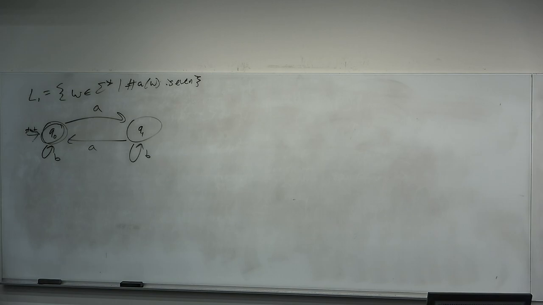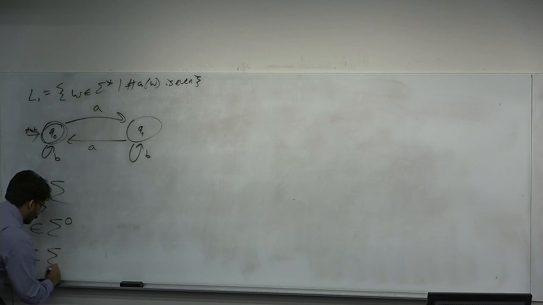You don't have to have an arrow for epsilon. Does it basically just go to start and then say, oh, there's nothing? So there is no epsilon. This is actually a great fact: epsilon is not an element of sigma, but epsilon is an element of sigma zero, and epsilon is an element of sigma star.